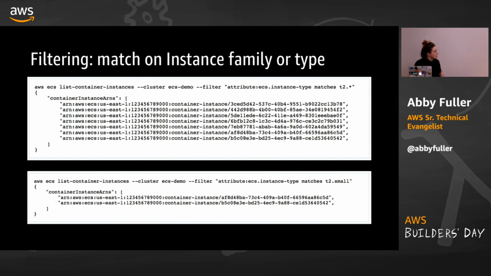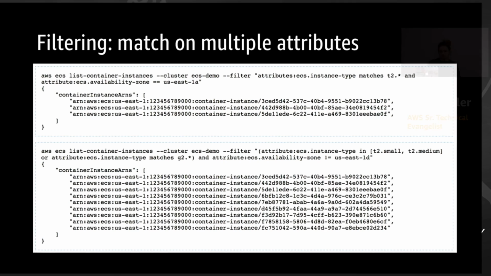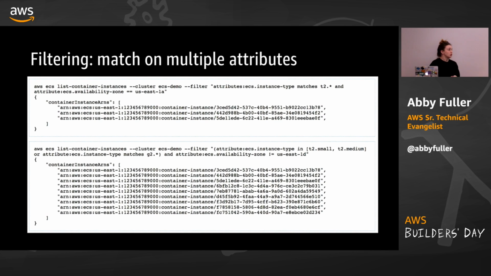So how could you do this either from the CLI or write something yourself? You can use something called cluster query language, which will return things that match your filter. In this example, it's an ECS demo, and it will return everything that matches the instance type T2, so anything in the T2 family. You can also match just a specific type. You can match on multiple attributes.